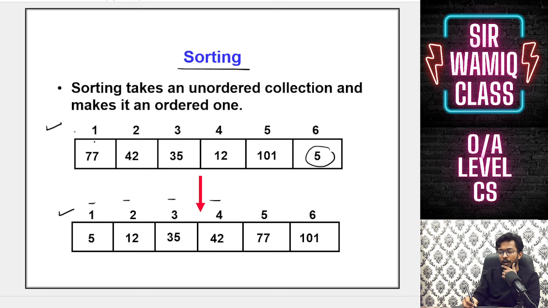Like for example, right here you can see that I have items ranging from 1 till 5. In my first list, these are all the items that are unordered. For example, I have 77, 42, 35, 12, 101 and 5. And in the final list, just after the bubble sort example, you can see that I have the whole list as an ordered one, right? I have 5, 12, 35, 42, 77, 101.